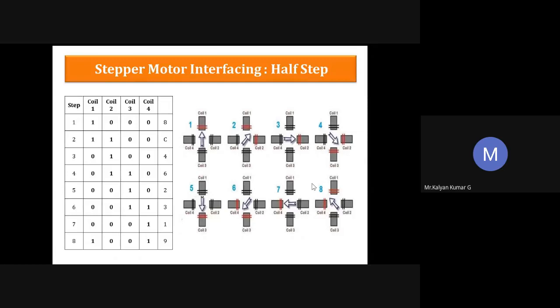So it will correspond, and you also have to know the codes generated. So 1000 is 8, 0010 is 2, and so on. It keeps on repeating. After this, again it repeats and comes back to 8. So this is the code for your half step.